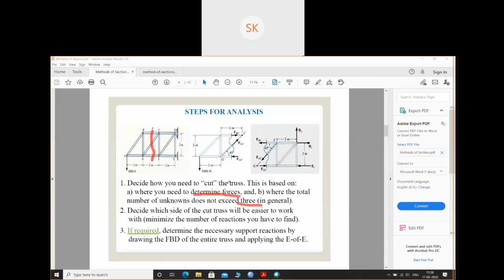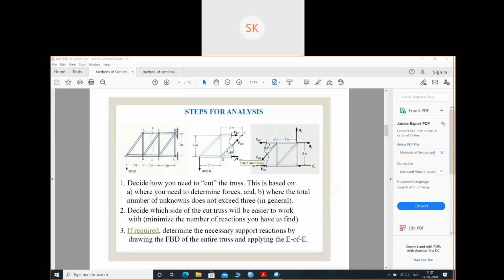You have to draw the free body diagram. You have to equate all the external loads: summation of Fx equals 0, summation of Fy equals 0, and summation of moments equals 0. So see, this is the truss. I have made a section A. I have cut the section A, and this is the free body diagram.